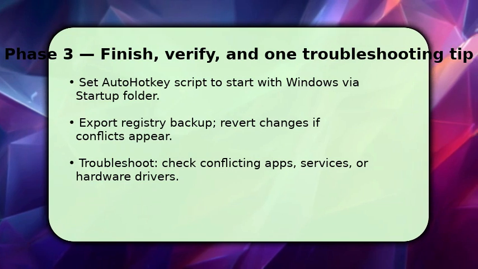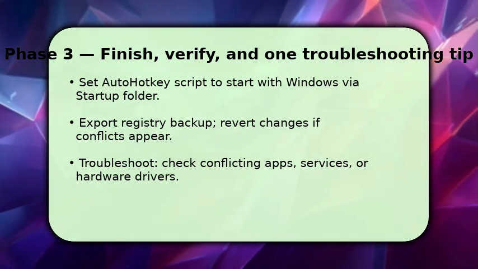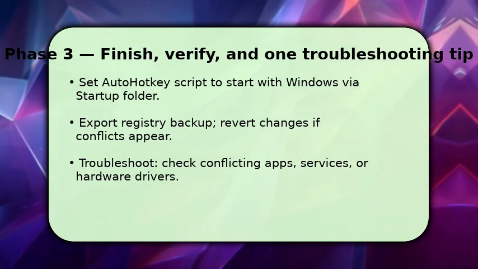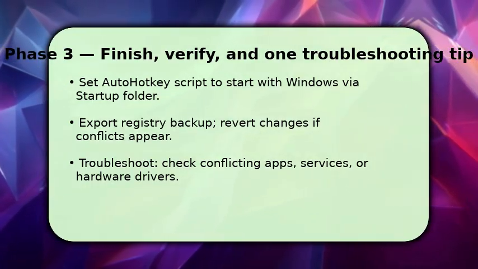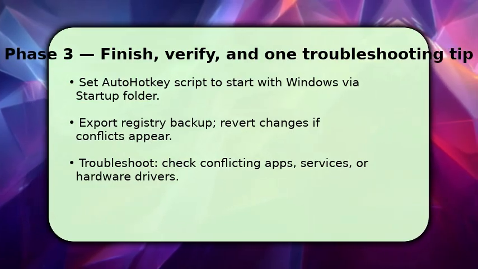Place AutoHotkey scripts into the startup folder or create a scheduled task to run at login so your remaps load automatically. Export any edited registry keys so you can revert quickly, and document changes in a simple text file.